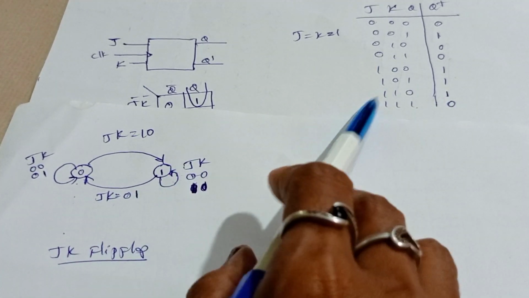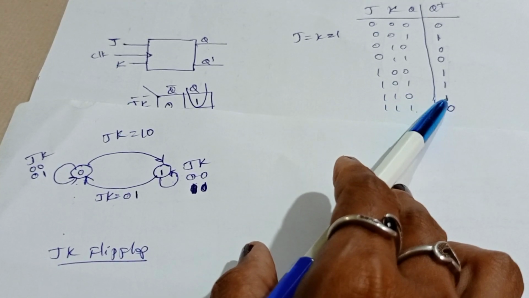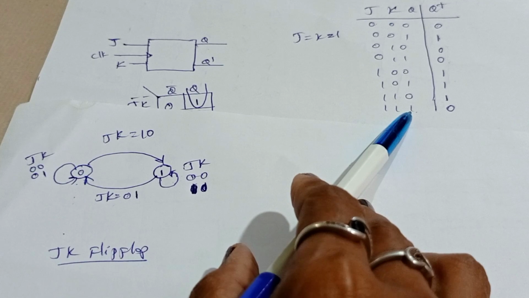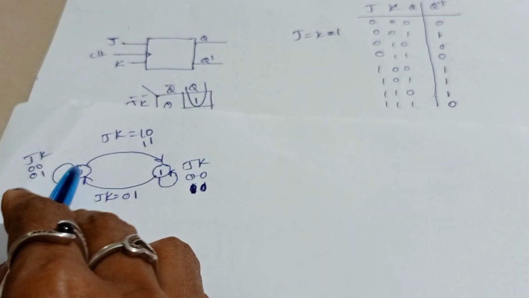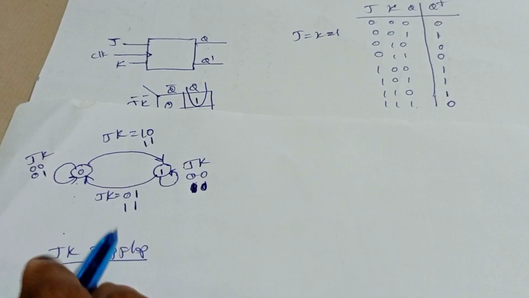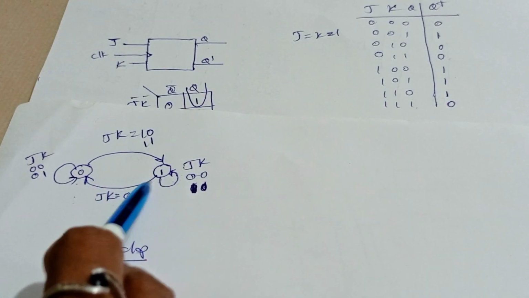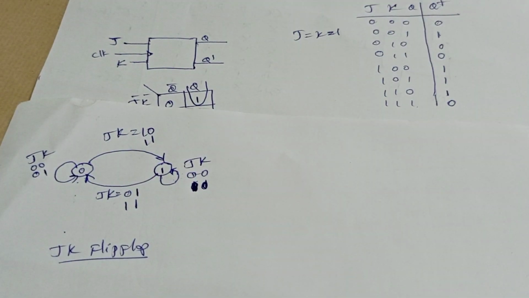When both are 1, 0 to 1 state change, same as 1 to 0. So 1, 1, it is changing from 0 to 1, same as here 1, 1, 1 to 0. This is the finite state machine for JK flip-flop.